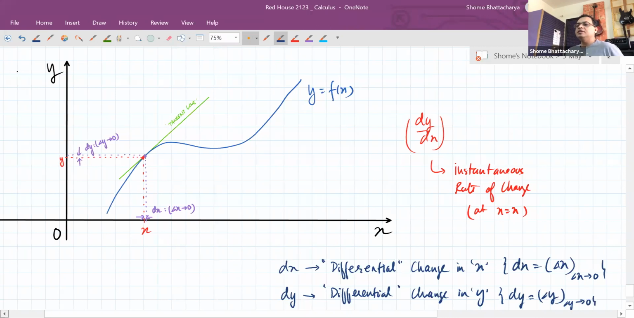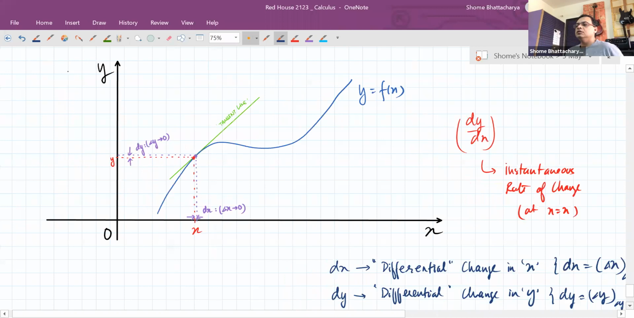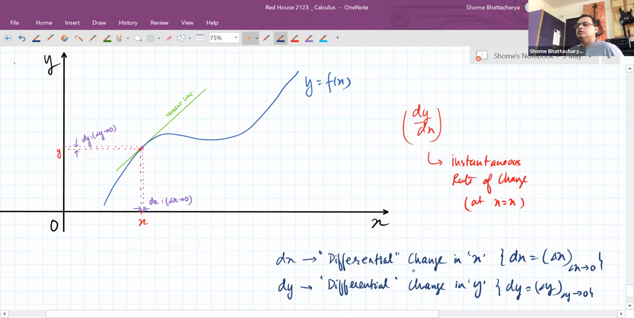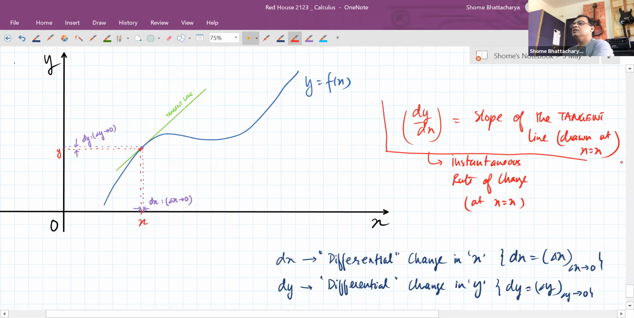So what happens is when we apply that concept over here, we see that the 2 points are almost merged into each other. And that kind of a line is called the tangent line. So the graphical interpretation becomes that this is the slope of the tangent line drawn at x equal to x. This becomes the geometrical interpretation of instantaneous rate of change.